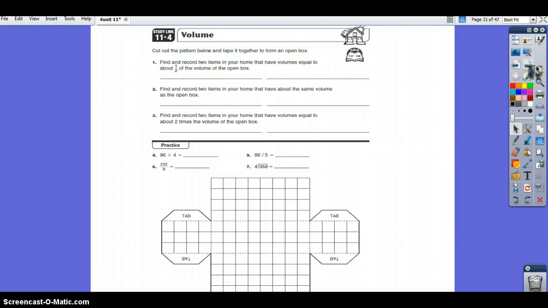You are now going to do study link 11.4. Please make sure to follow the directions, because you're going to need to cut out the pattern below and tape it together to form an open box, and then please do what each problem is requesting.